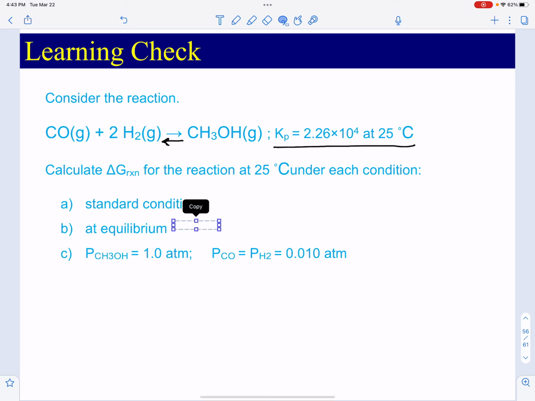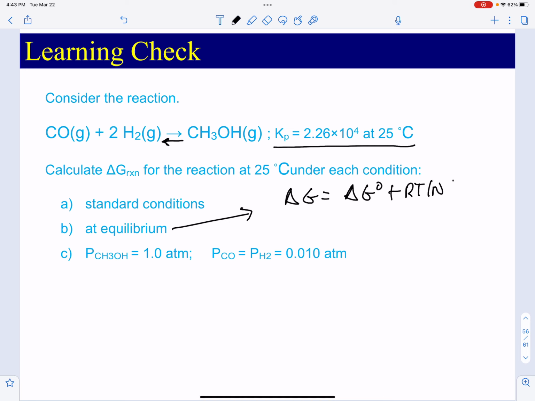What about at equilibrium? At equilibrium, delta G equals delta G standard plus RT ln Q. At equilibrium, delta G equals 0.